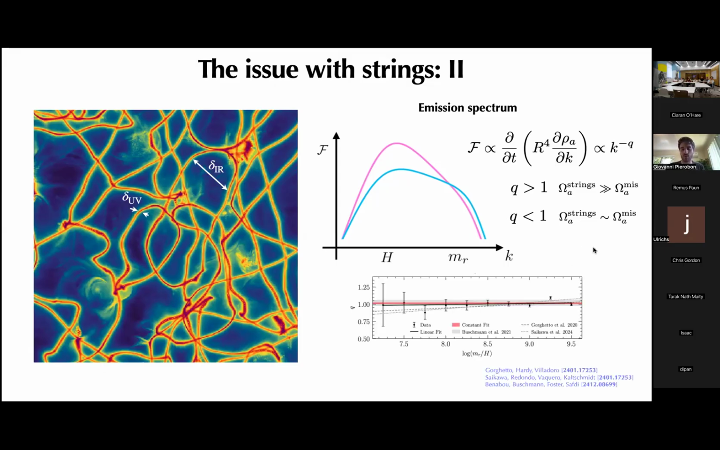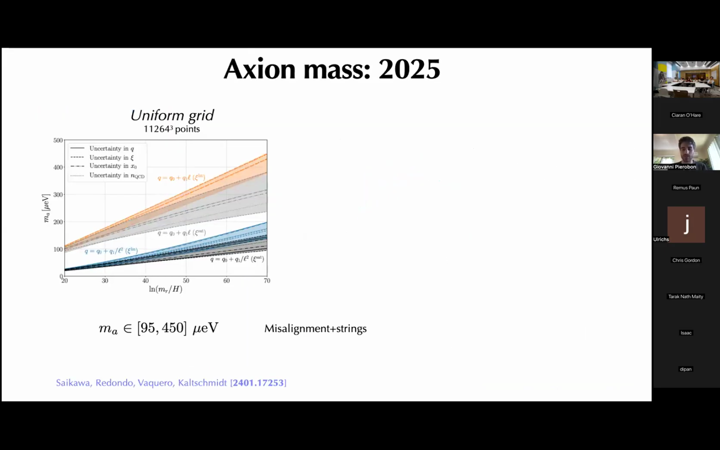What I want to point out is that within our simulations and the simulations in the literature, there's no clear indication whether this Q is larger or smaller than 1. So at the moment, we don't know if strings are pushing the relic abundance to a much larger value or if they're not. So there's a large uncertainty on this. There's a lot of things that I didn't say, but let me bring a point here.